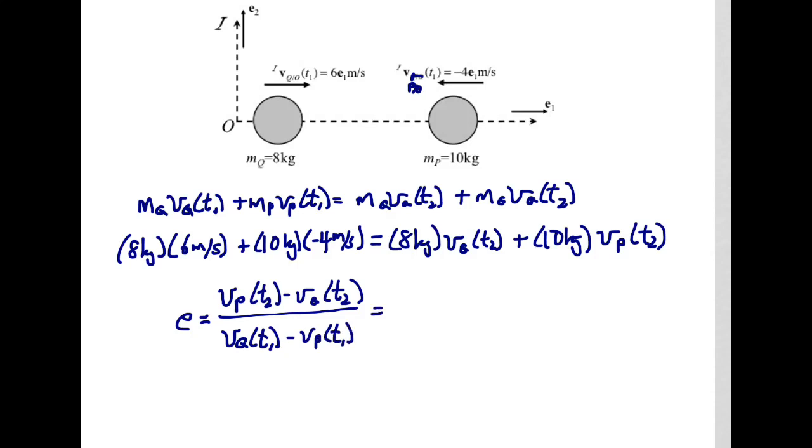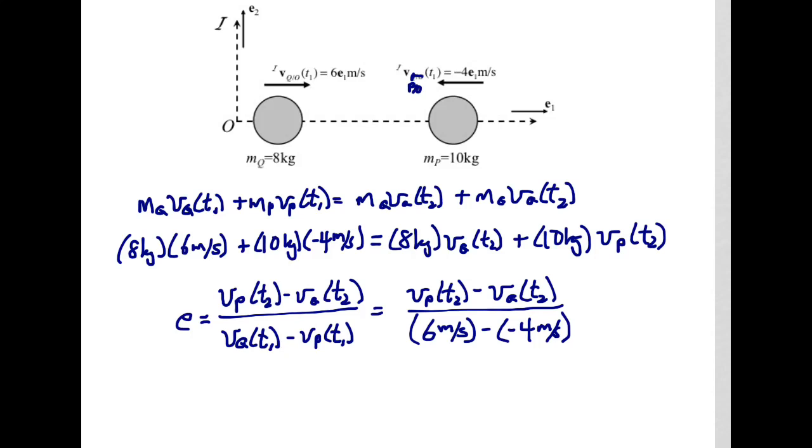And we plug in our numbers, where we get vP at time 2, which is an unknown, minus vQ at time 2. We're solving for our separation speeds. And then in our denominator, our speed of Q at time 1 is 6 meters per second, and then we're going to subtract our speed of P at time 1, which is -4 meters per second.